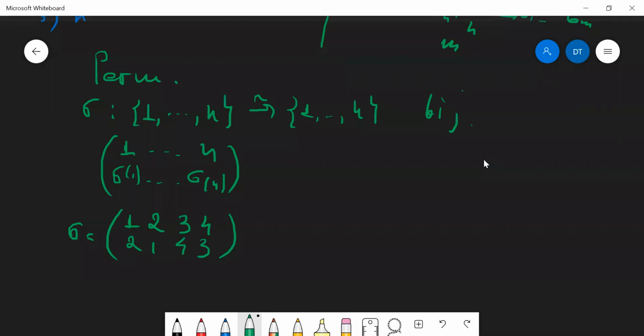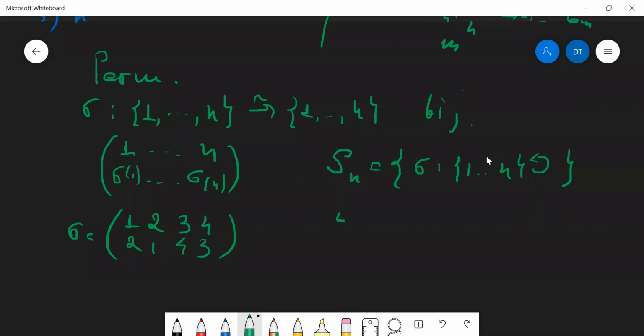Okay, the set of all permutations on n elements is denoted by Sn. This is the set of all permutations on n elements. But we're not interested in sets. Pure sets are the object of discrete math. Here in algebra, we want to find a binary operation on this set, and we have one, which is composition.